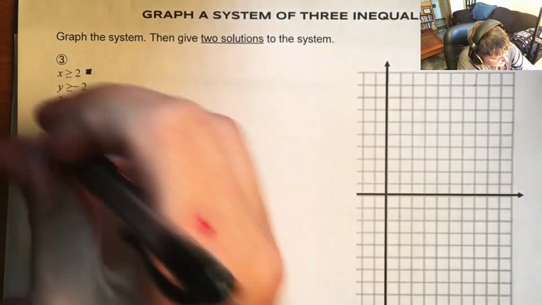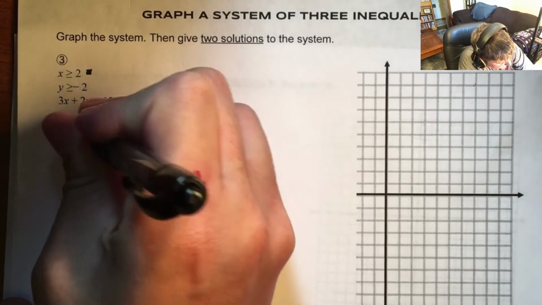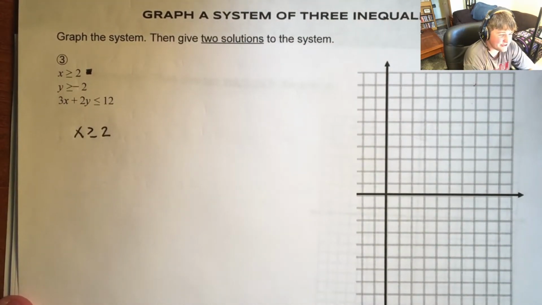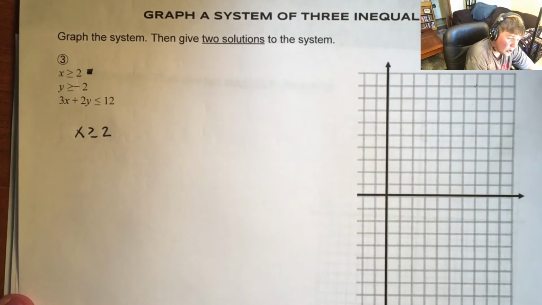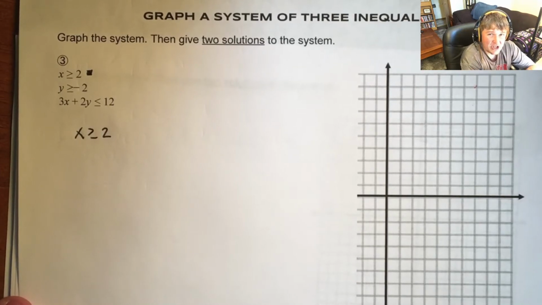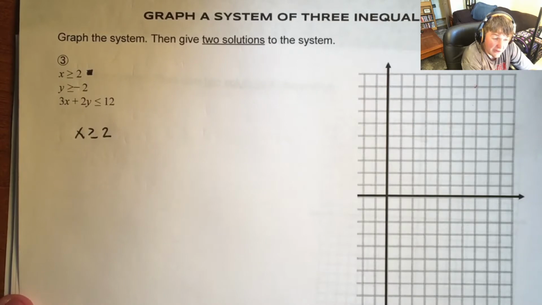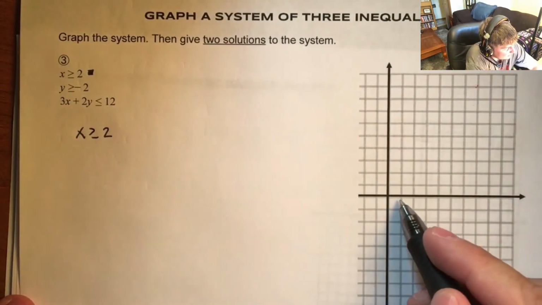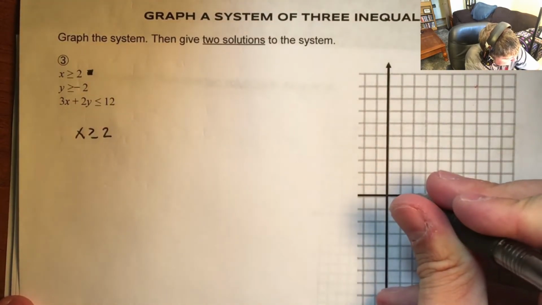Okay, so this is x is greater than or equal to 2. Now this one here doesn't really appear to be in standard form, or in slope-intercept form either. This is one of those special cases that you're going to have to get used to and know. So we're looking at x is greater than or equal to 2. As I'm looking here, I want to find x is 2, so that's right about here.